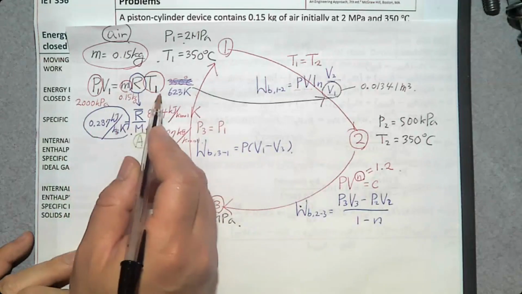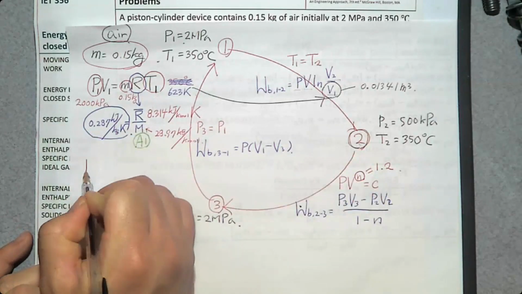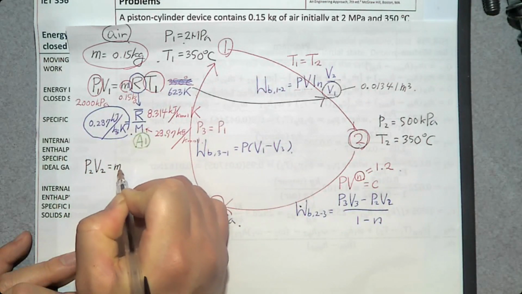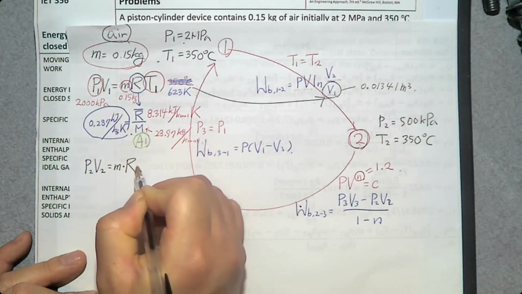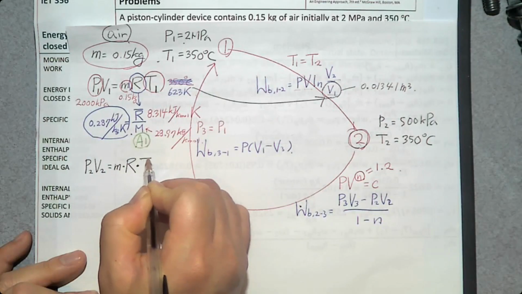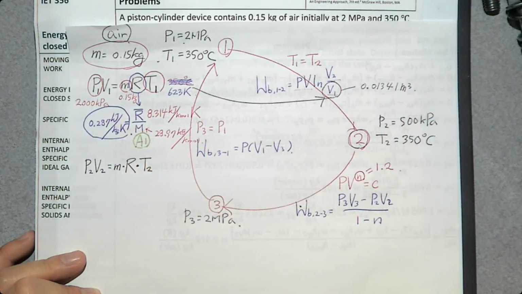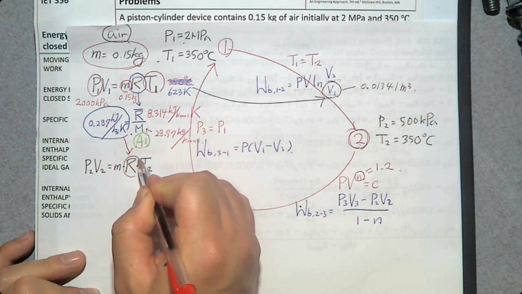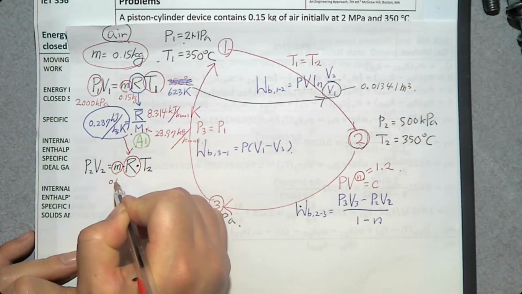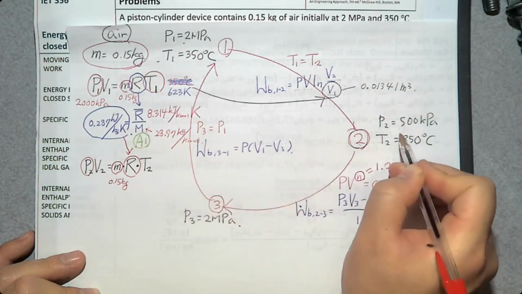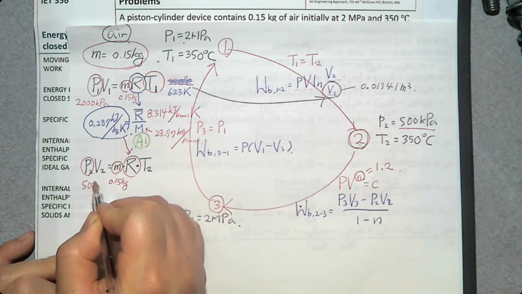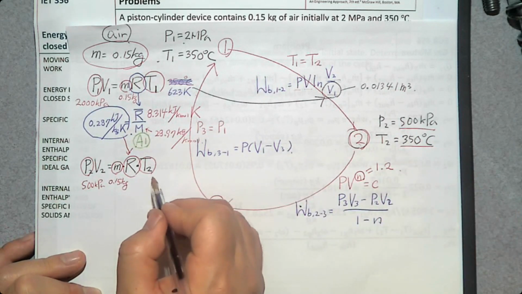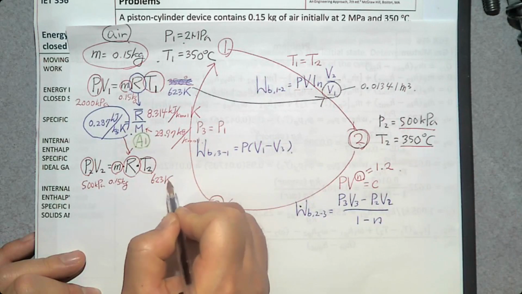So I'm going to apply PV = mRT this time for number 2. P2 V2 is M2? No, it's a closed system. Mass is constant. R2? No, there's only one R. P2? Yes. Then we already found this gas constant R for air, 0.287. The mass is 0.15 kilograms. Pressure is 500 kilopascal. And the temperature is again 350, not anymore. We know it's Kelvin, 623 Kelvin.